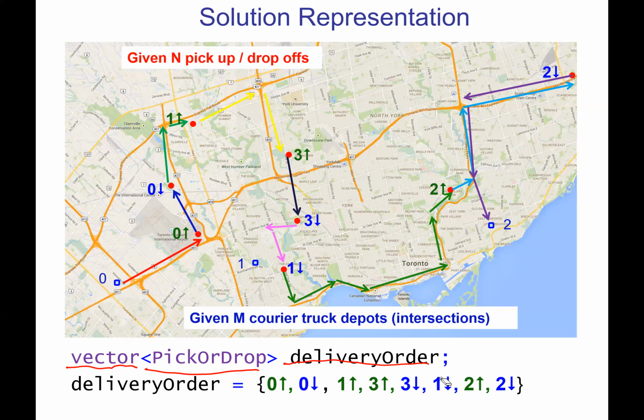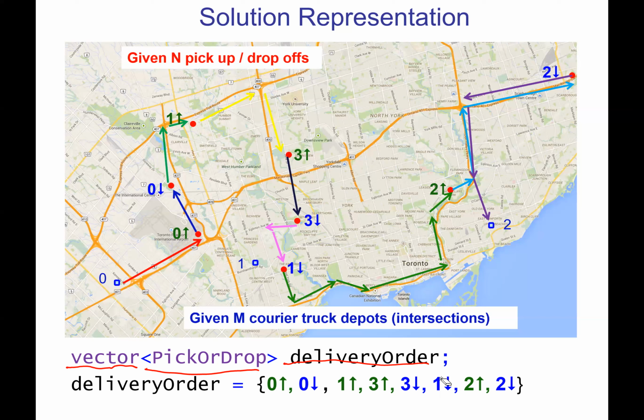Does this make sense? Do people understand how this works? Seeing lots of blank stares. So it's just a vector. It's a vector basically of what's next. In my structure, I could have a bool saying, am I a pickup or a drop off? And an int, which is, what is my index in the delivery order that was given to me? And that's enough for me to store what I'm doing next.